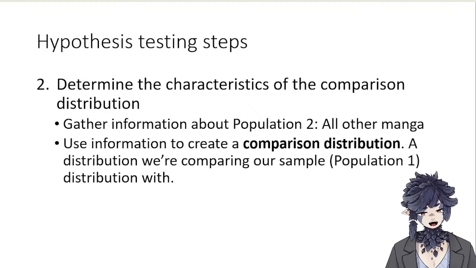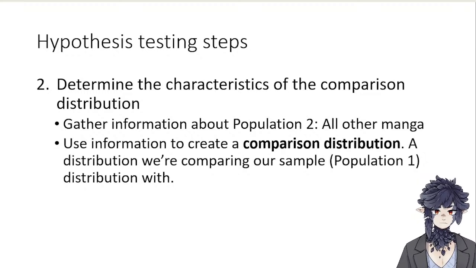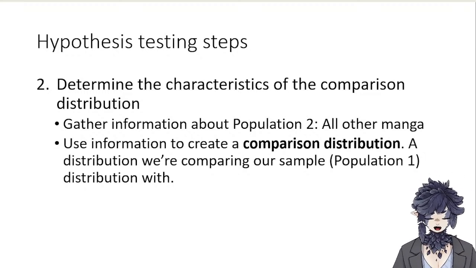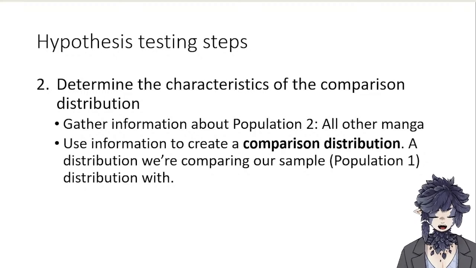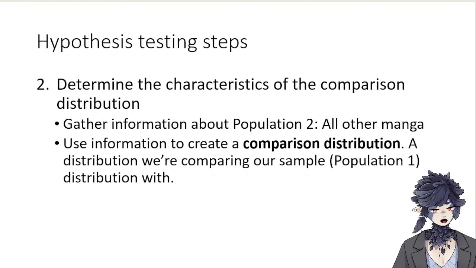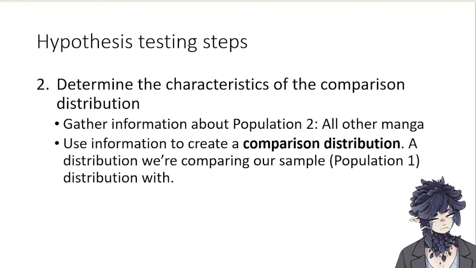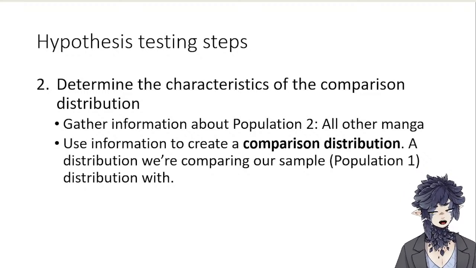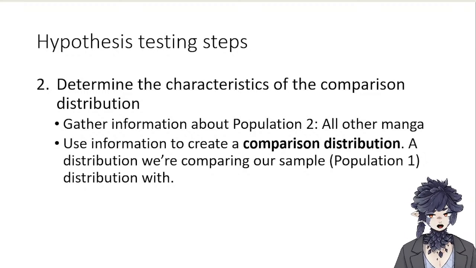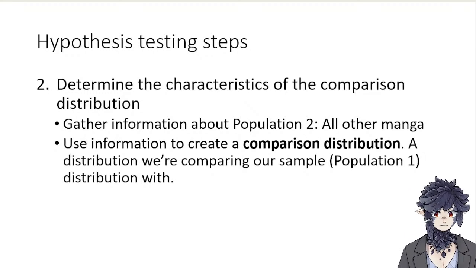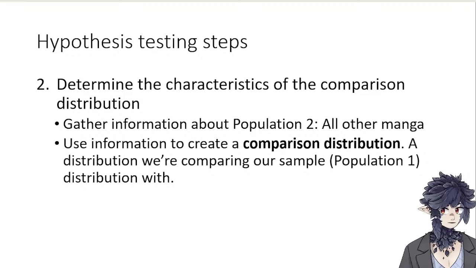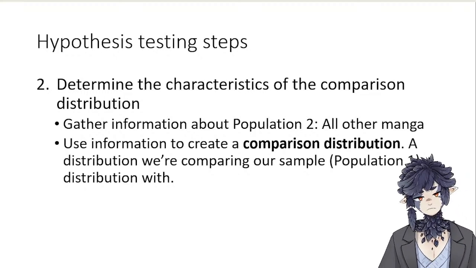So our comparison distribution is composed of the mean of our control group, in this case, the average length of all non-shonen manga, which for the sake of this example, is 14 volumes, and the variability around that. So it's an average of 14 volumes with a standard deviation of 3. So 14 volumes, give or take 3 volumes. That's our comparison distribution. That's what the average of all other manga that isn't shonen looks like.